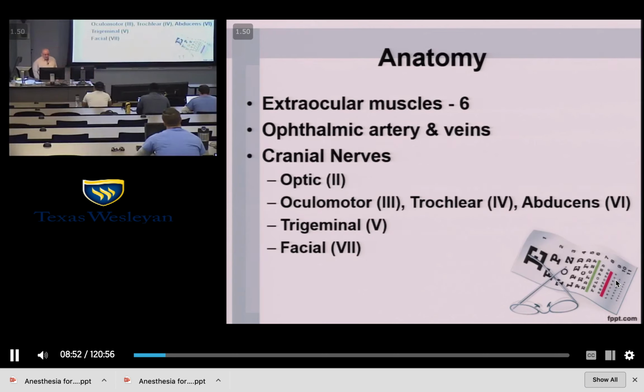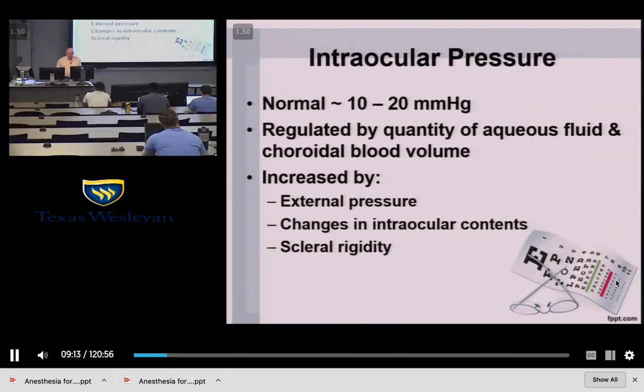Sensation to the upper eyelid is from the frontal branch of the ophthalmic nerve. Sensation to the lower lid is from the maxillary nerve. I don't care that you know about sensation to the upper and lower lids, because you're not going to be blocking those nerves anyway. You do need to know what the cranial nerves do. The normal intraocular pressure is anywhere from 10 to 20 millimeters of mercury. If you look at other sources, you're going to see 12 to 20, or 8 to 20. Typically, the high number is always 20.